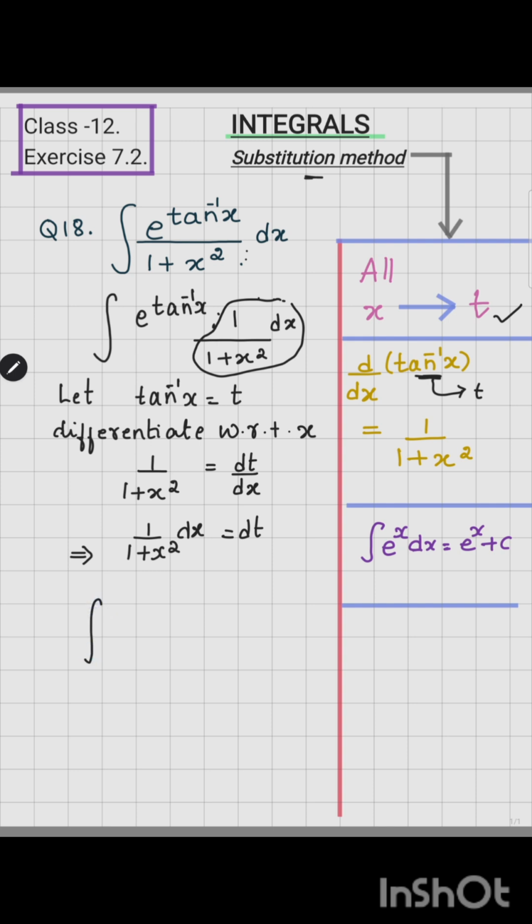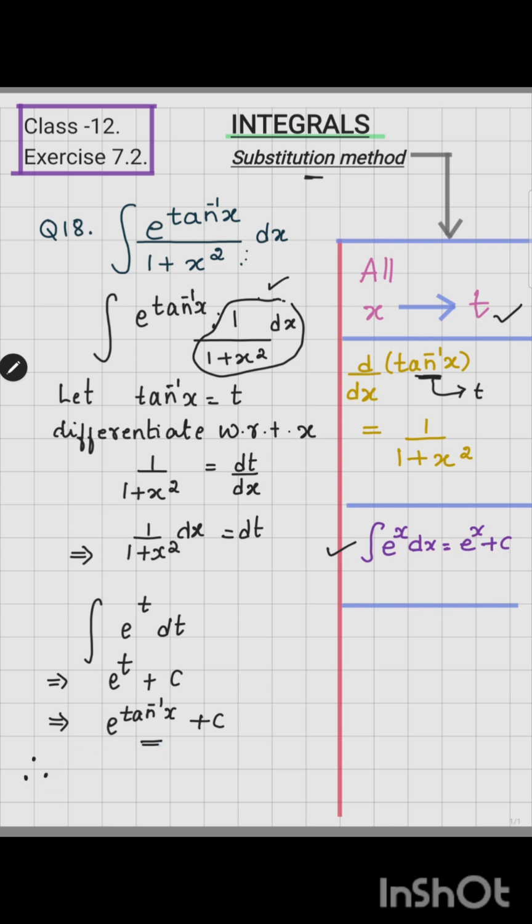Now let us substitute e to the power. In the place of tan inverse x, we will write t, and in the place of 1 by 1 plus x square dx, we will write dt. So now this implies integral of e to the power t with respect to t. From the formula, we know integral of e power x dx is e power x plus c, right? So this will be e power t plus constant of integration c. Again, in the place of t, we will write tan inverse x plus c. So this is the required integral.